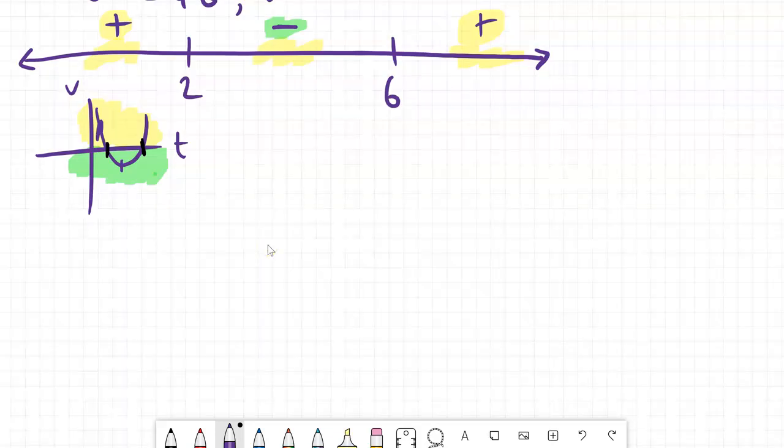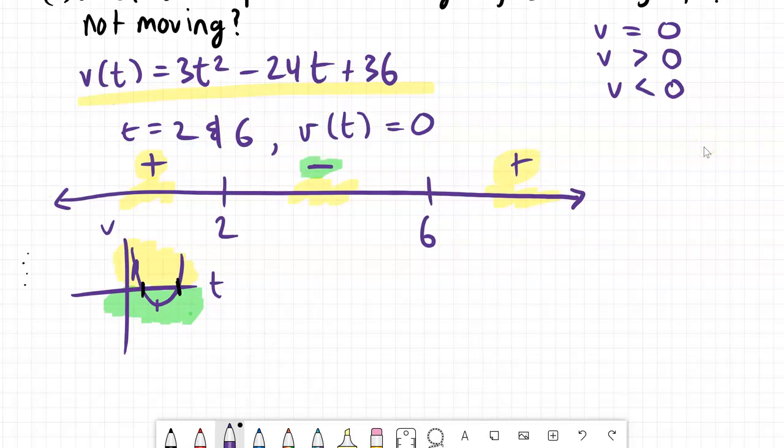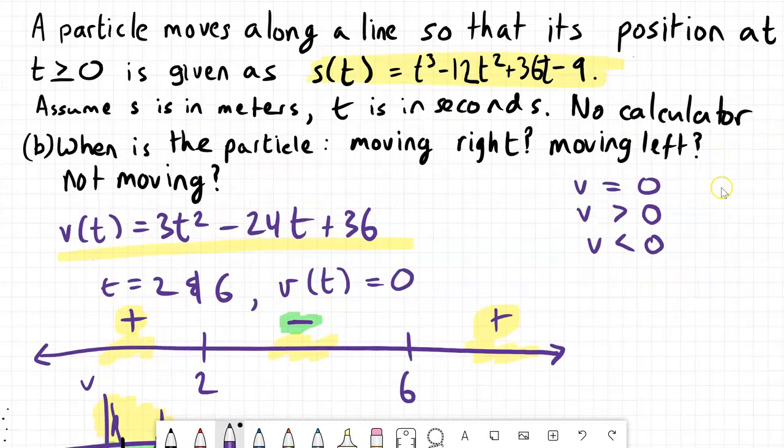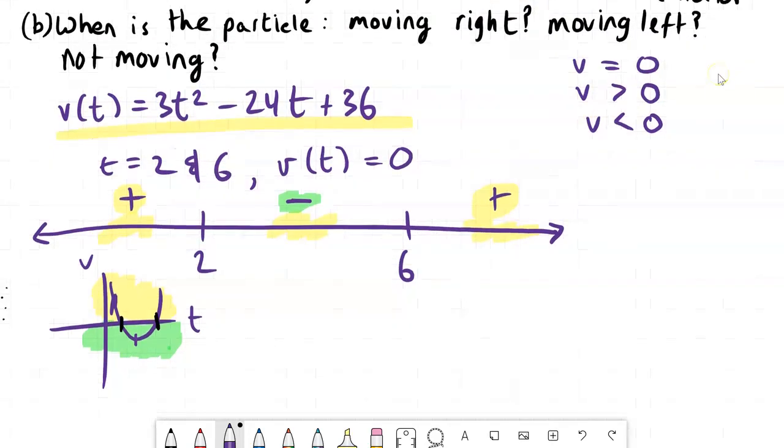Let's look at the problem one more time. I just want to scroll it up a little bit, right about here. Perfect. So what we did was we took the derivative of the position function and we found the zeros, and we found where it's negative and positive by taking the test point, right?